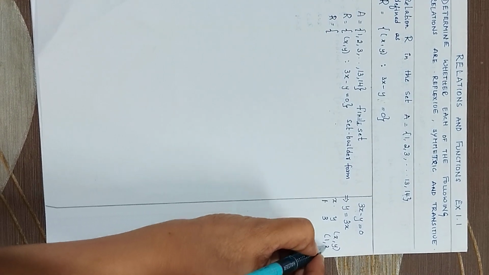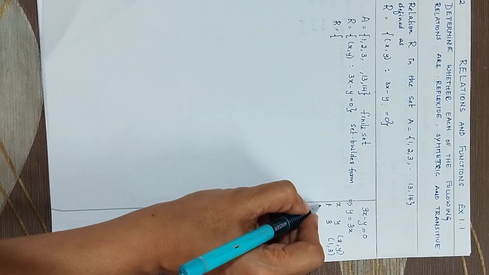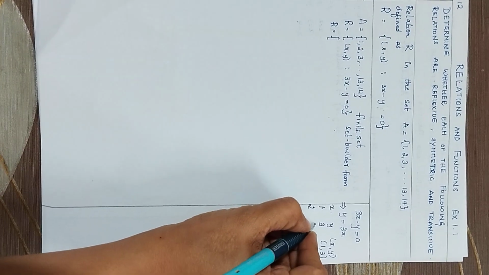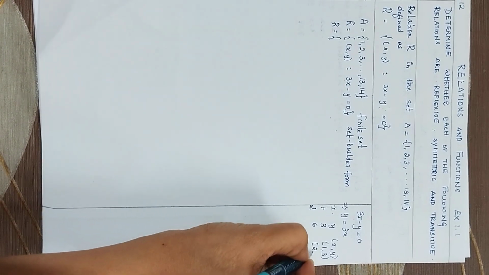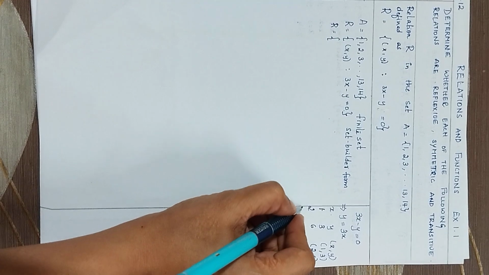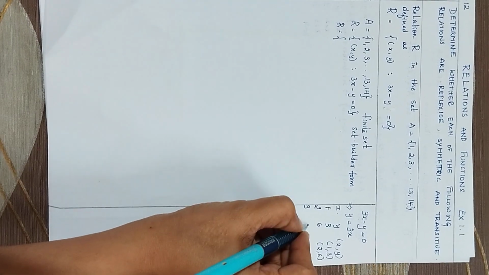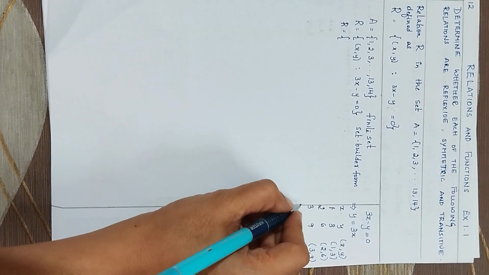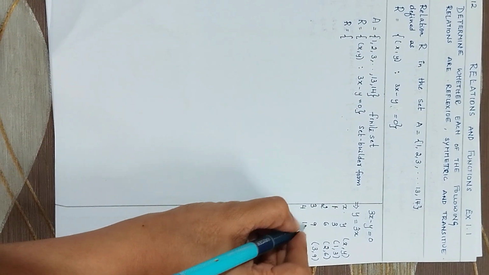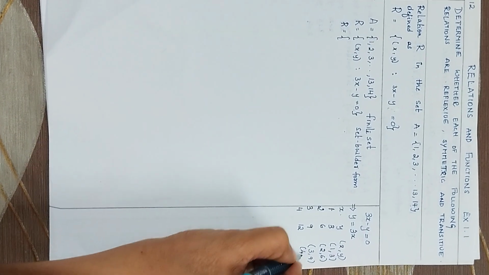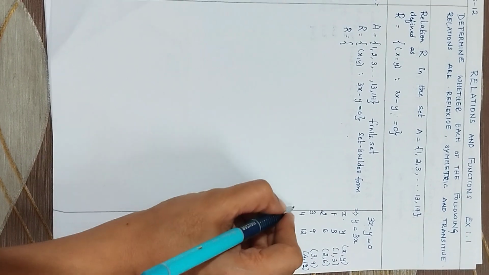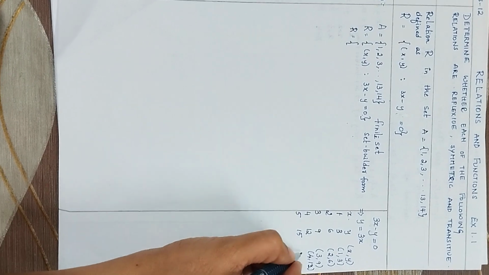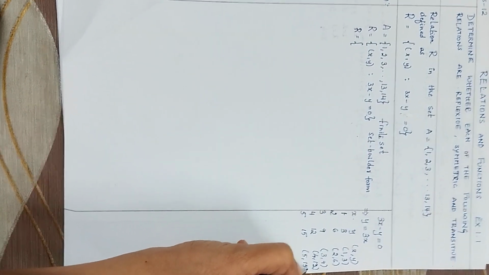So the first element is (1, 3). Now give x equal to 2. So 3 into 2 is equal to 6. Therefore the element is (2, 6). Now 3, you get 9, which is (3, 9). 4, 3 times 4 is 12. The element is (4, 12). Suppose if you give 5, 3 times 5 is 15. You will get (5, 15).